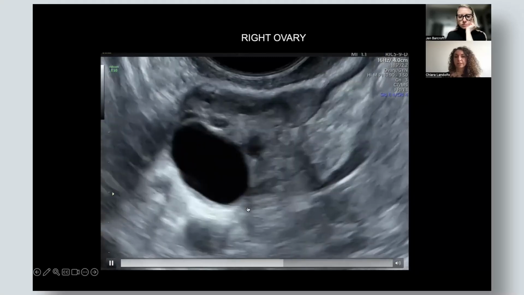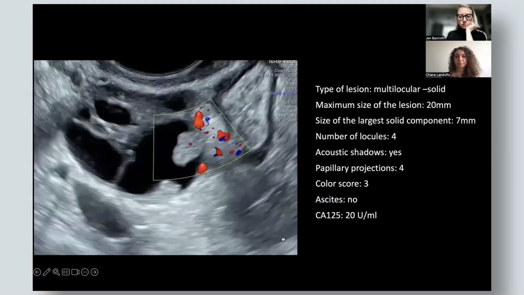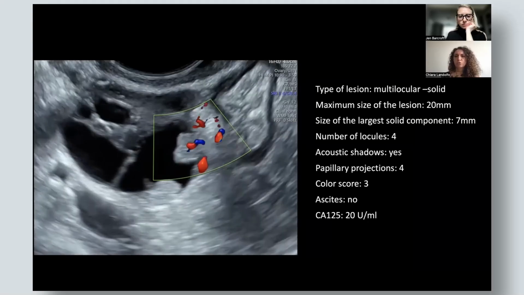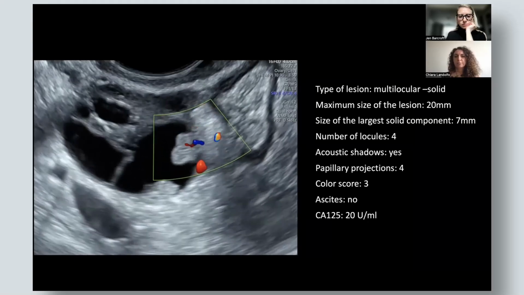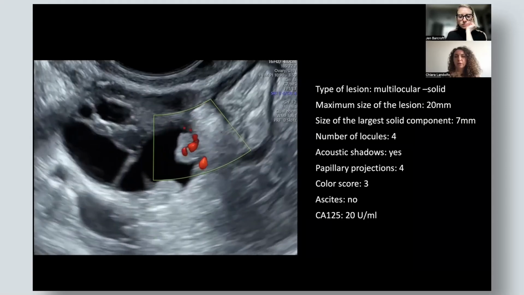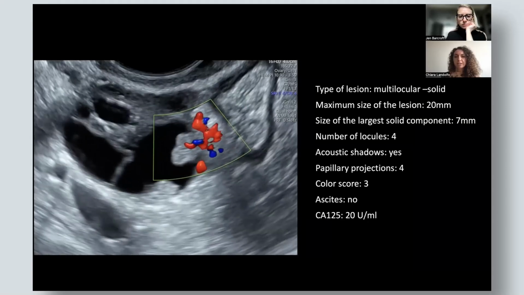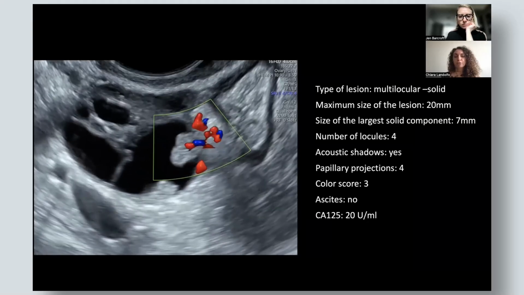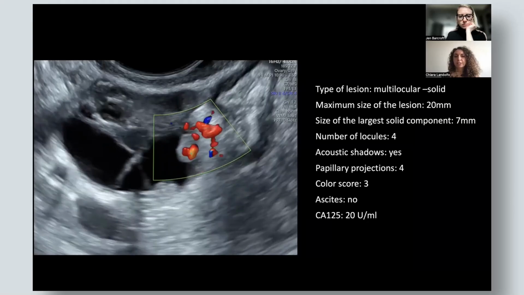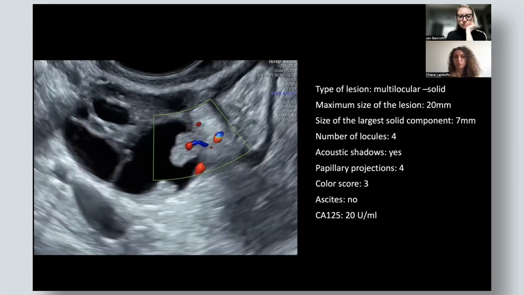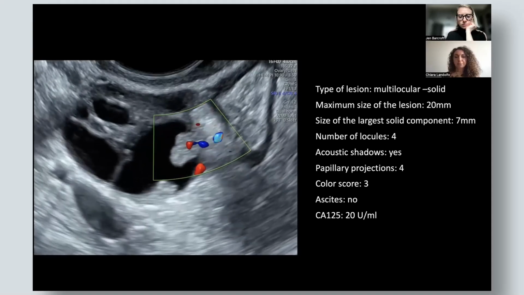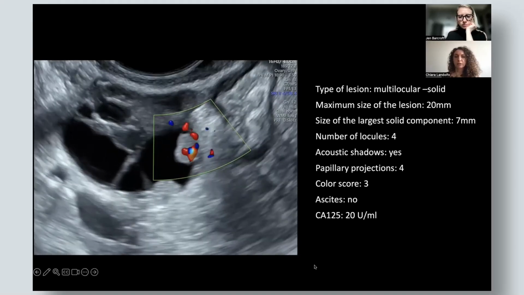Now, this is our right ovary, and we can describe it as a multilocular solid lesion. It was a small lesion, 2 centimeters, and the largest solid component measures 7 millimeters. We considered 4 locules, presence of acoustic shadows, 4 papillary projections. We gave a color score of 3. As you can see here, there was clear vascularization in the papillations, so at least moderate vascularization. No ascites. CA125 was 20 kilounits per liter.